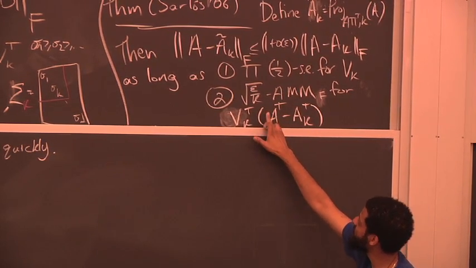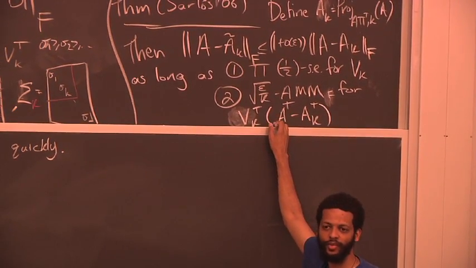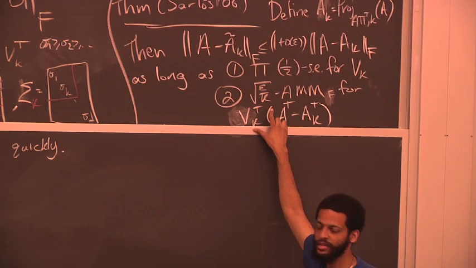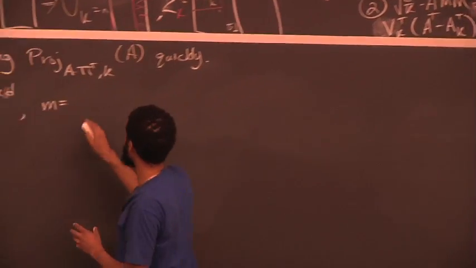And then to satisfy this condition, remember, if you want AMM with error alpha, you basically need 1 over alpha squared rows. So for this, we need k over epsilon. So number 2 is the bottleneck in terms of m. So m is going to be O of k over epsilon.